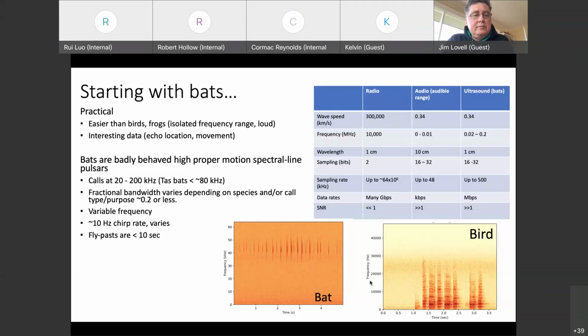So what have I got there? The fractional bandwidth varies, but it's of the order of 20% for some types. The chirp rate, so for bats, the time between individual calls is usually of the order of 10 hertz, and they fly past. They don't hang around, and so a bat will be audible for maybe 10 seconds.